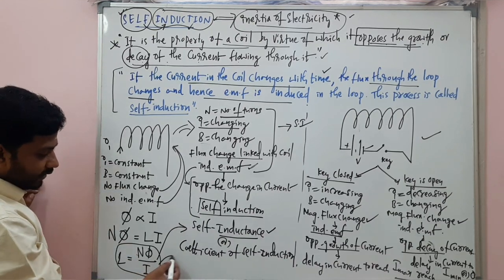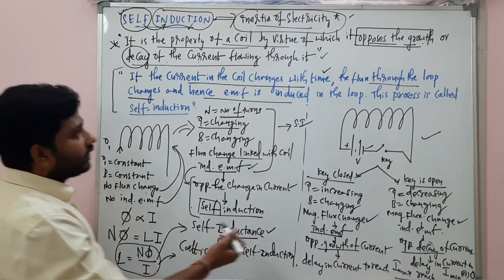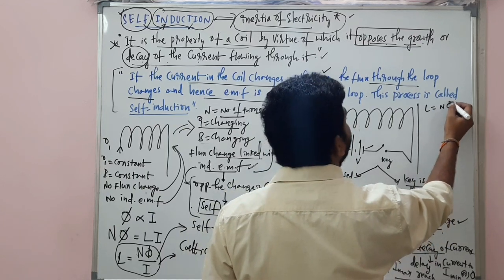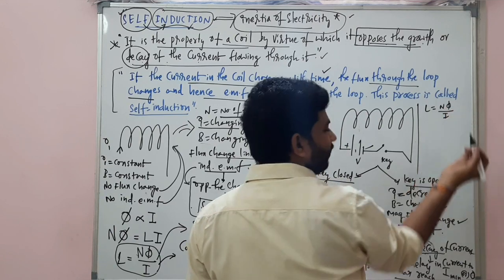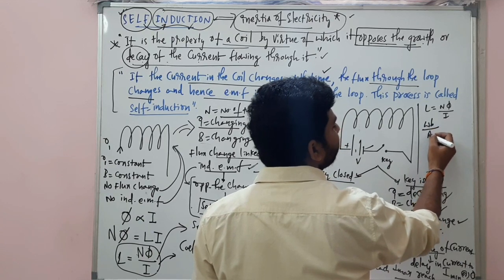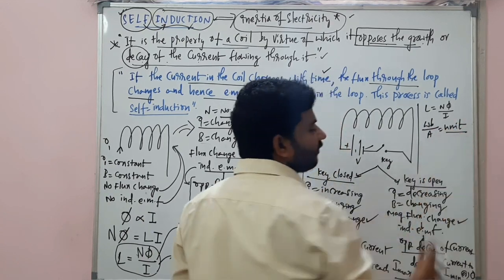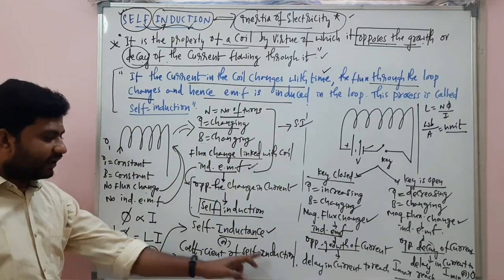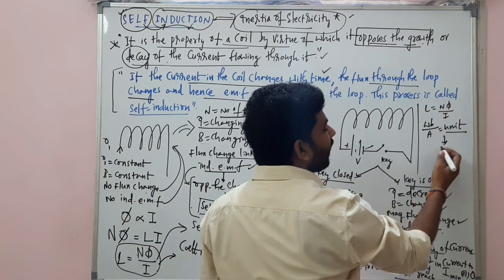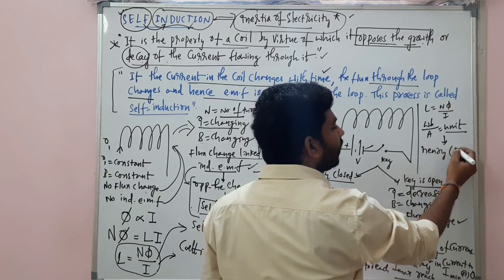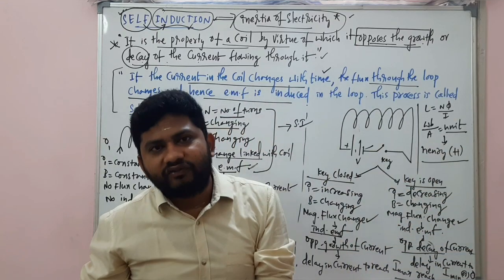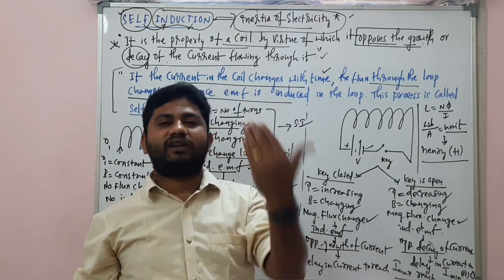From here you should understand. So L is equal to N phi by I. N is the number of turns, it has no unit, and this is Weber per ampere. So Weber per ampere is the SI unit of coefficient of self-induction or self-inductance. This Weber per ampere is called Henry, denoted with the symbol H. Henry is the unit of self-inductance or coefficient of self-induction.